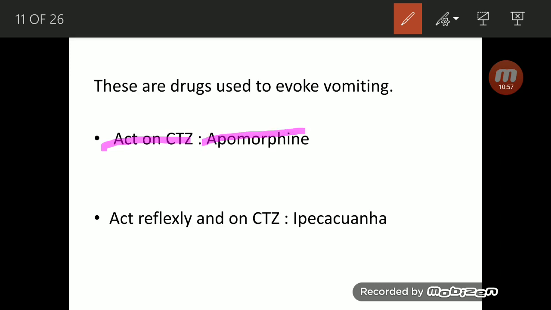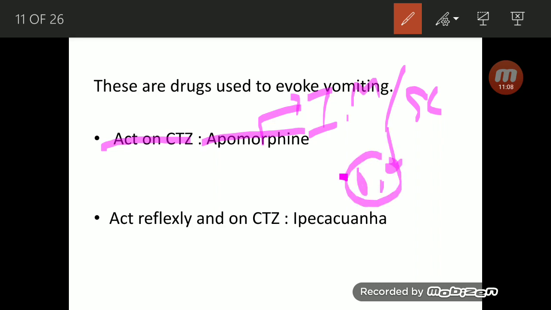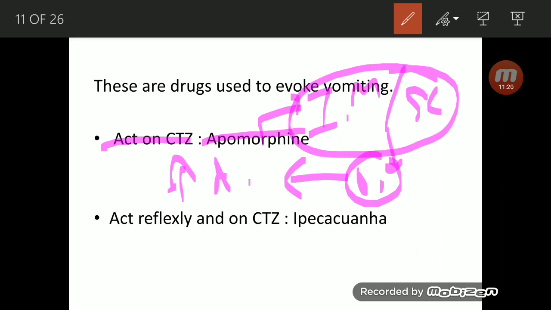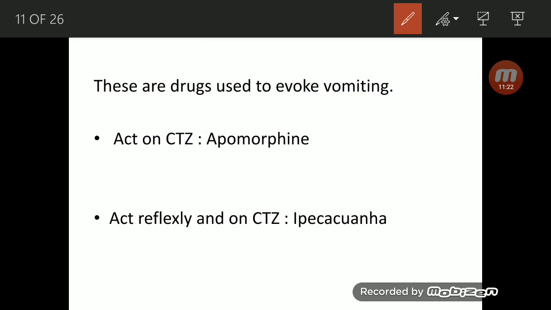So what is apomorphine? Apomorphine is generally given through the IM or SC route. It is not given through the oral route because a very high dose is required for the oral route and the response is very irregular. So the preferred choice is the IM and SC route. Now, what is apomorphine?